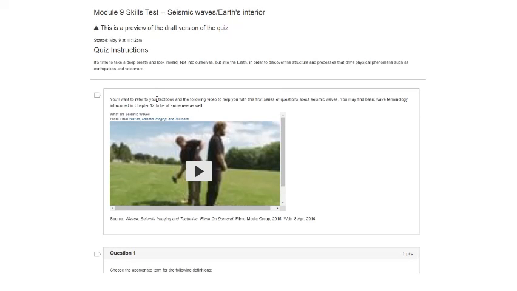Okay, so this Module 9 skills test is hopefully very interesting. You may wonder, how do we know so much about the interior of the Earth? How do we explore it? It turns out that we've not really drilled very far into the Earth. It's very difficult to drill into the Earth, and you can't get very far.